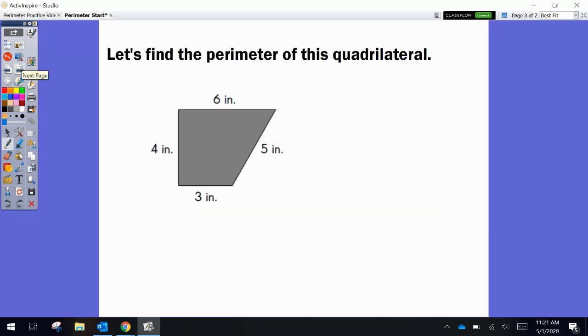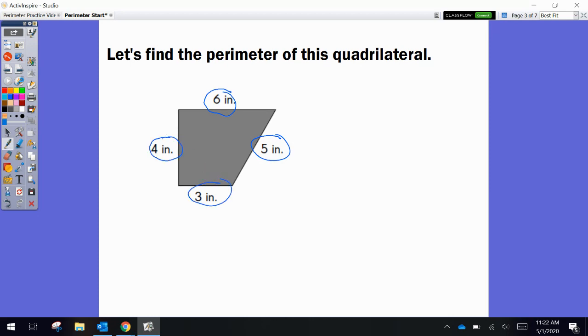So let's find the perimeter of this quadrilateral. We would define this shape as just a quadrilateral. It's not a trapezoid, it's not a square or rectangle. So what we're going to do is look at all the lengths of the sides. So 6 inches, 5 inches, 3 inches, and 4 inches.